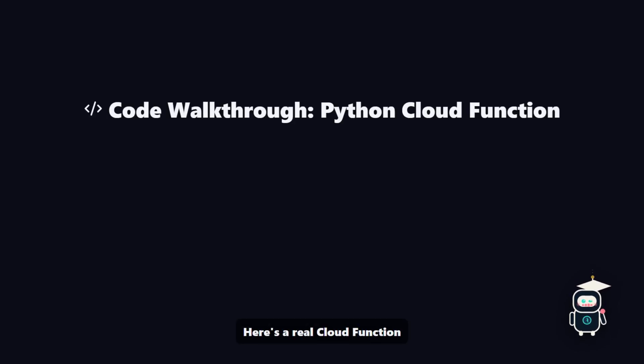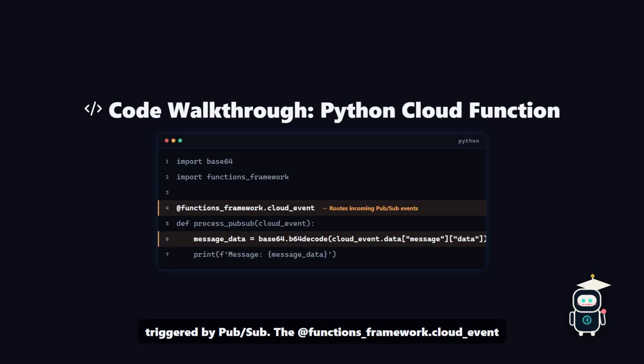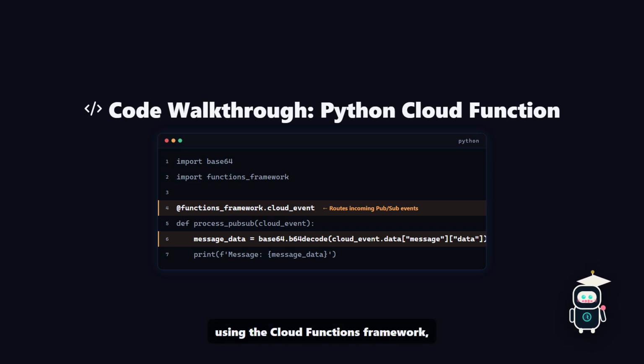Here's a real cloud function triggered by Pub/Sub. The function's framework, the cloud event decorator, routes incoming events. When using the Cloud Functions framework, the message payload is automatically decoded from base64 for you. However, if you're working with raw Pub/Sub events, you'd need to decode it manually. We'll show the explicit decode step here for completeness. This is event-driven compute in its purest form. No servers, no polling, just a function that fires when needed.